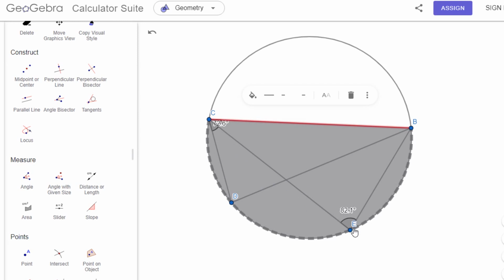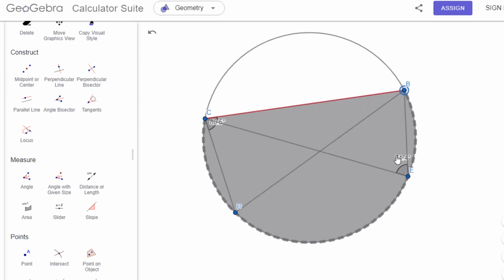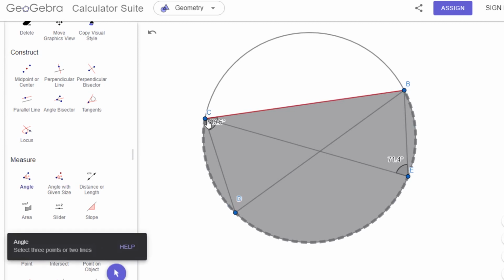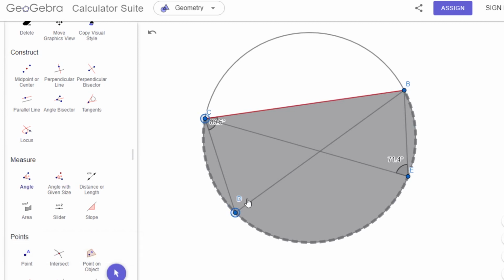So by just seeing this, if this was 71.4 and we're told to find D, it's automatically going to be 71.4 because they're in the same segment. And when we measure them, we're going to find that it's going to be 71.4. So that's how examination questions come. You should be very careful to identify such properties.